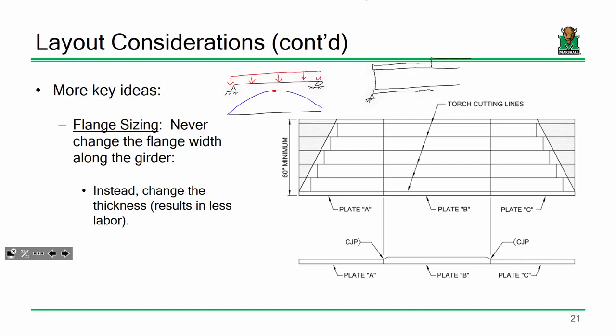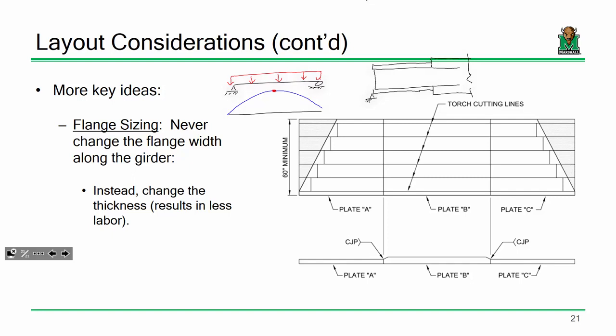We have a flange transition. There's a point when you're going down and then the flange suddenly gets thicker, right? You don't need that massive flange right here where there's hardly any bending stress at all. You need it out at midspan, okay? So if you look at your flanges from abutment to abutment, you might use a really thin piece and then it gets really thick, okay?